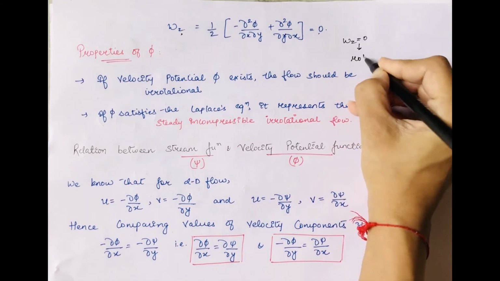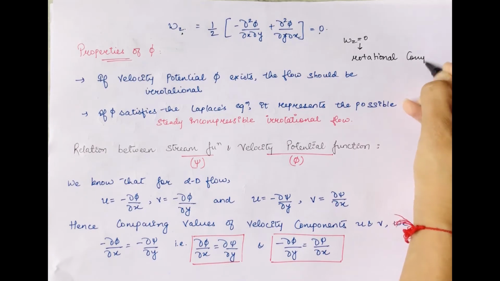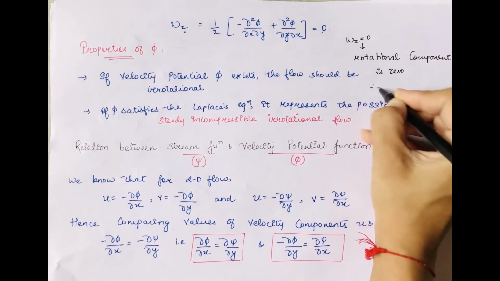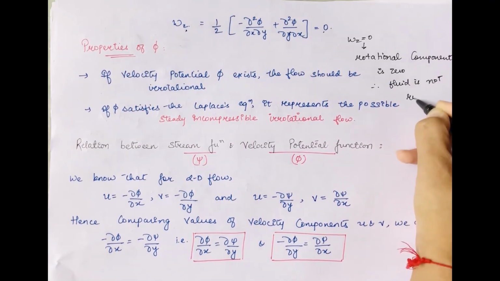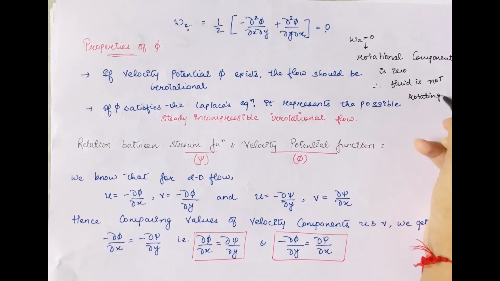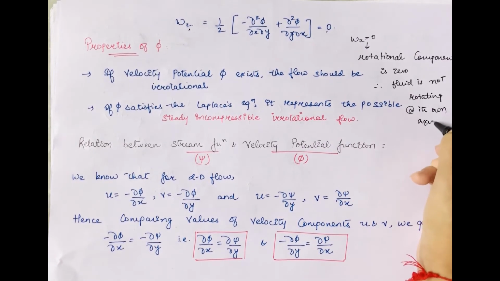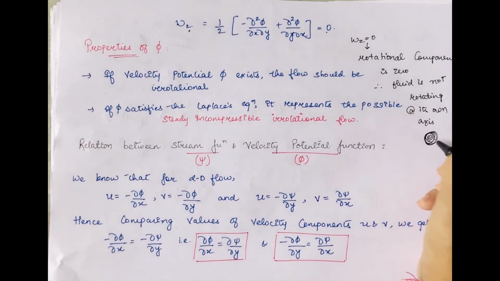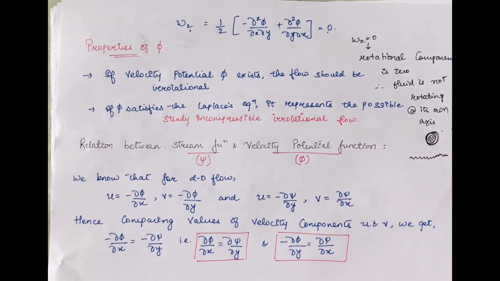This means that the rotational component is 0. It means the fluid is not rotating about its own axis. So the fluid motion is not taking place in this manner. It means that your fluid is irrotational, and if your fluid is irrotational, then the fluid will flow like this.